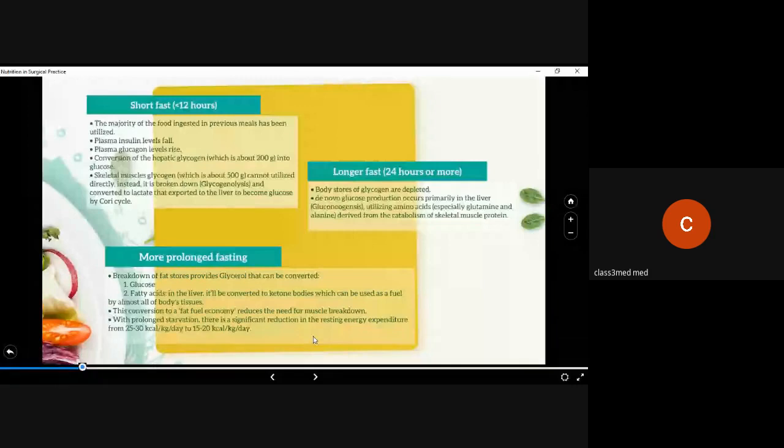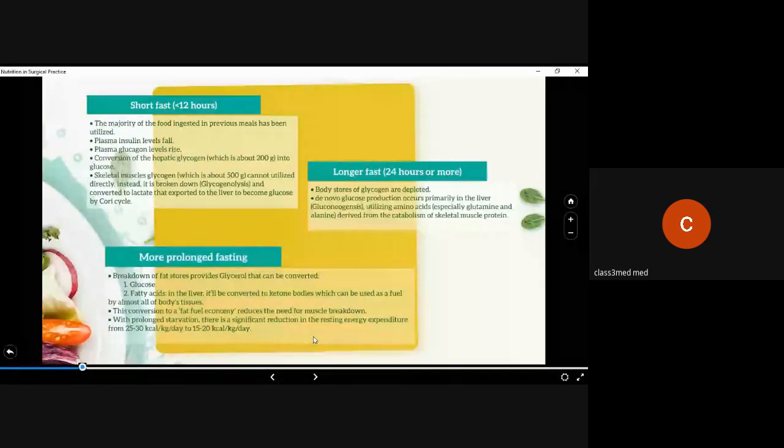Now, once the patient stops feeding, there will be a normal physiological response of the body. The fasting state, which means stopping the input of nutritional supply, will have an impact on the body, which is a normal physiological reaction in short fasting, but it's going to cause a lot of derangement in the metabolic and nutritional condition of the patient.